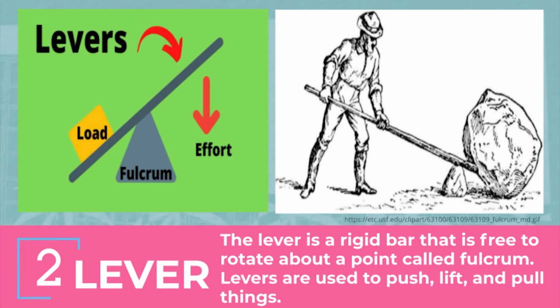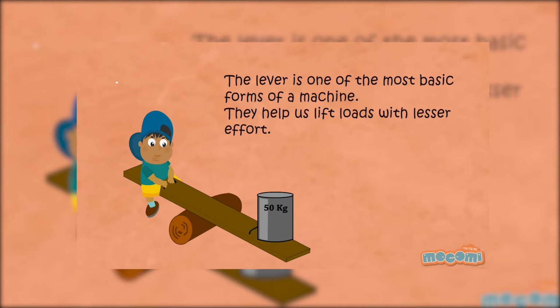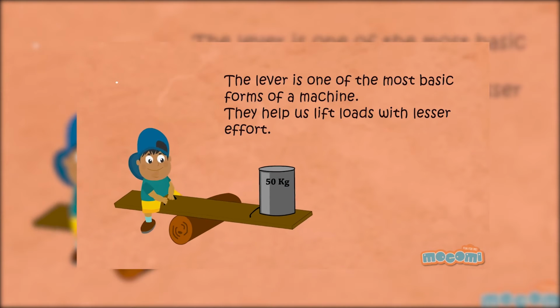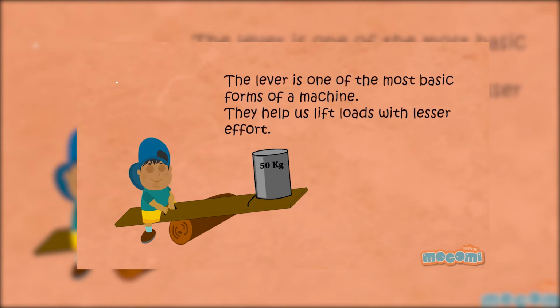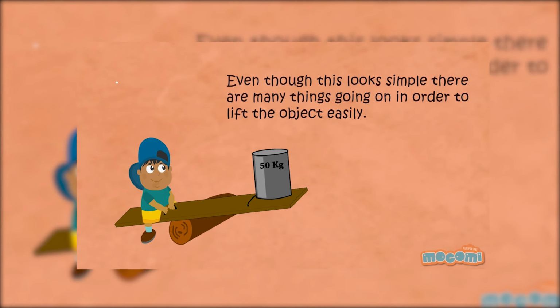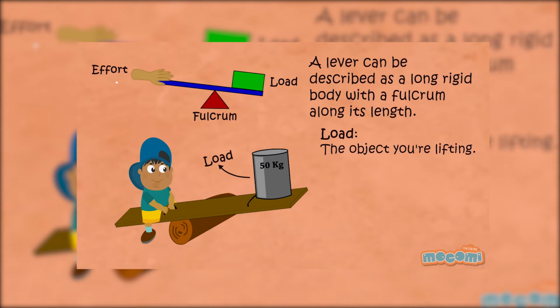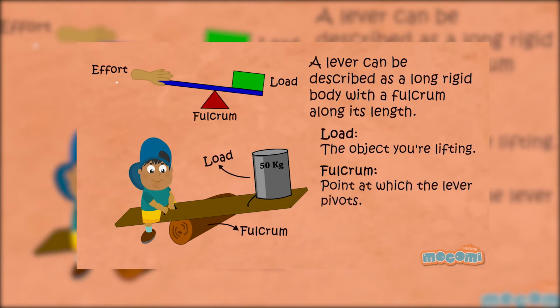Two. Lever. The lever is one of the most basic forms of a machine. They help us lift loads with lesser effort. Even though this looks simple, there are many things going on in order to lift the object easily. A lever can be described as a long rigid body with a fulcrum along its length.